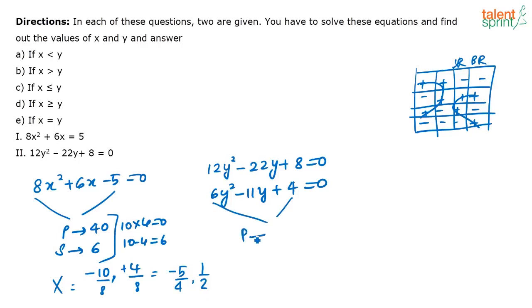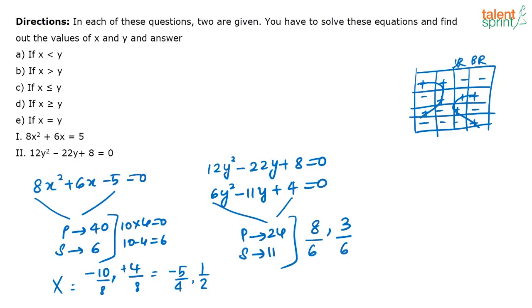Here what is the product? The product of the two numbers has to be 24 and their sum has to be 11. So what are the two numbers? You have 8 and 3, correct? 8 plus 3 is 11. 8 into 3 is 24. So your roots will be, you have to divide both of these by 6 because you are multiplying it by 6. The coefficient of the x squared term or the y squared term here is 6.